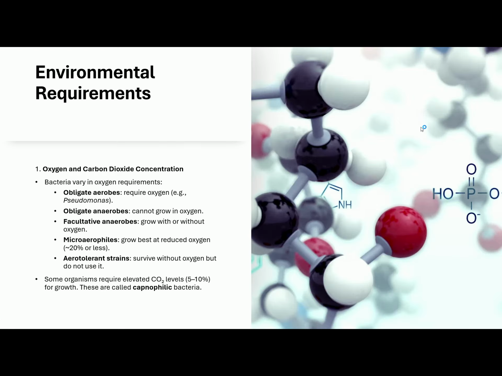Now, environmental requirements for your bacteria are oxygen and carbon dioxide. Na-explain ko naman yung oxygen, but let's have a recap. If they require oxygen, they are known as obligate aerobes. Cannot grow in oxygen, obligate anaerobe. Facultative anaerobe may grow with or without oxygen. Microaerophiles grow best at reduced oxygen, 20% or less. Then aerotolerant survives without oxygen but does not use it.